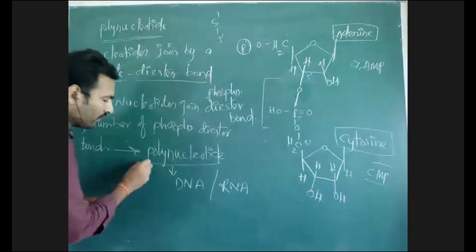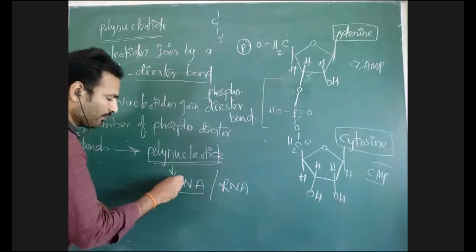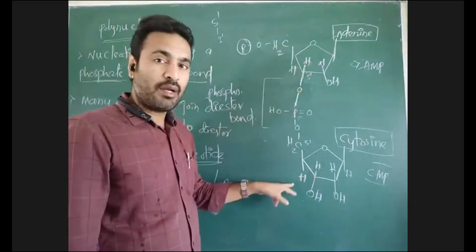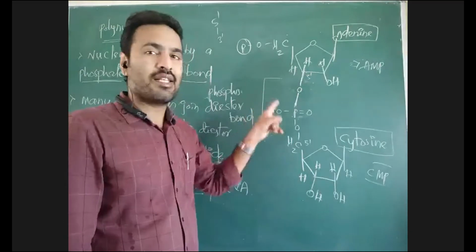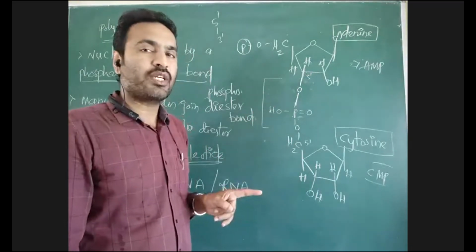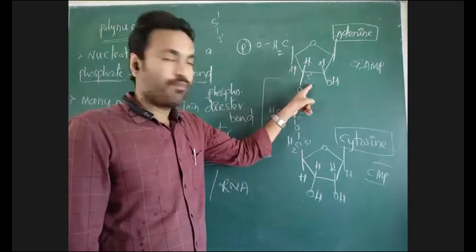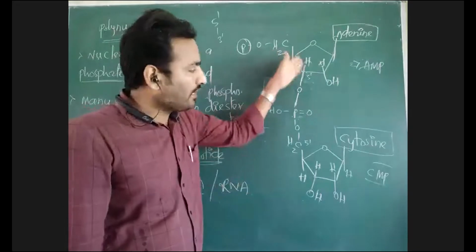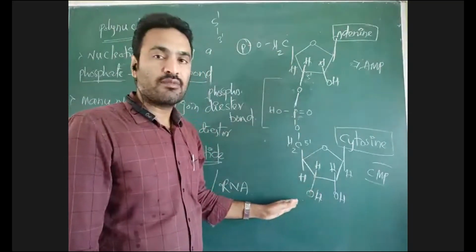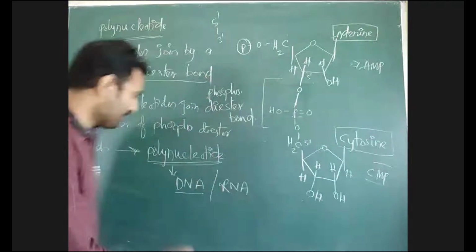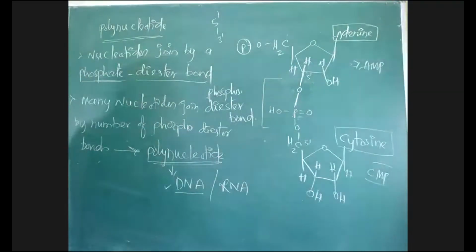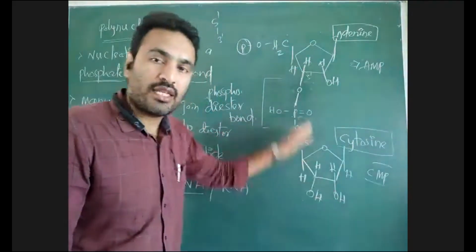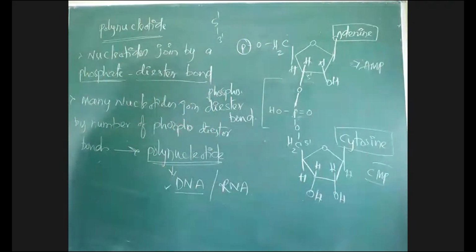When can we call that polynucleotide chain DNA? If the nucleotides present in the polynucleotide chain are deoxyribonucleotides. Deoxyribonucleotides means deoxy-AMP, deoxy-GMP, deoxy-CMP, deoxy-TMP. If those deoxyribonucleotides are present in that polynucleotide chain, then it is DNA. Okay? And if ribonucleotides are present in a polynucleotide chain like this, then it is called RNA.